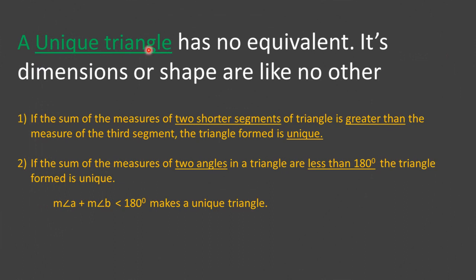Well, a unique triangle has no equivalent. Its dimensions or shape are like no other. If the sum of the measures of the two shorter segments of a triangle is greater than the measure of the third segment, then the triangle formed is unique. Look at the second case. If the sum of the measures of two angles in a triangle is less than 180 degrees, the triangle formed is unique. That means the measure of angle A plus the measure of angle B being less than 180 degrees makes a unique triangle.